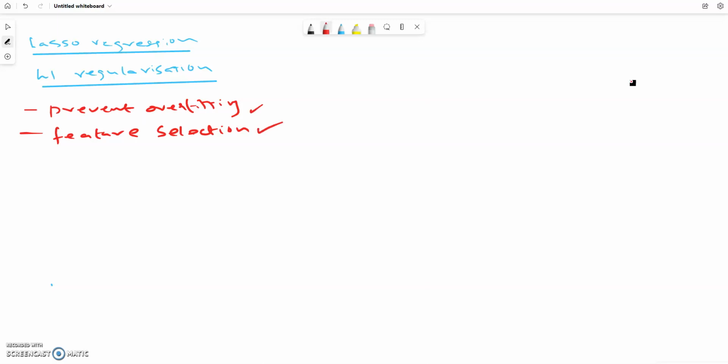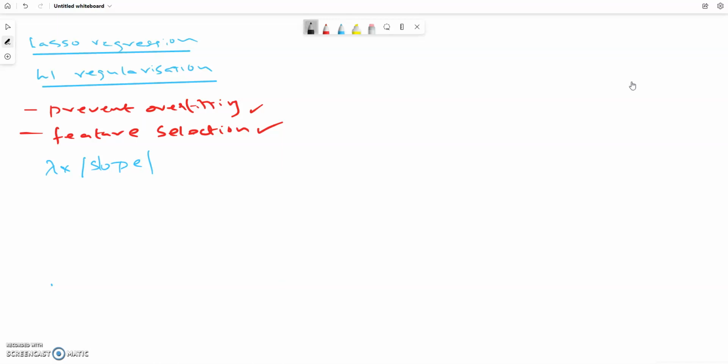Now, this is similar to ridge regression, except for a very important difference: the penalty function will now be equal to lambda into modulus of slope. Earlier it was slope to the power of two, right? Here in this case, it is lambda into modulus of slope.